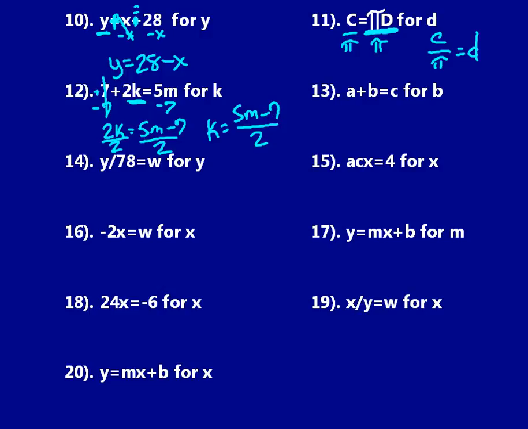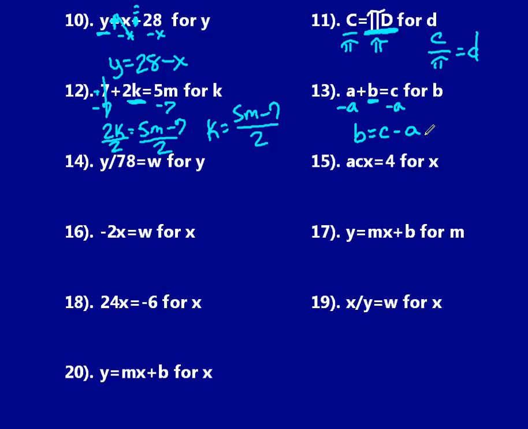Okay, a plus b equals c, solving for b. Again, here's your b right here. The only thing on the same side with it is this a. So I need to subtract a from both sides to get rid of a positive a. So b will equal c minus a, and I'm done just right there.